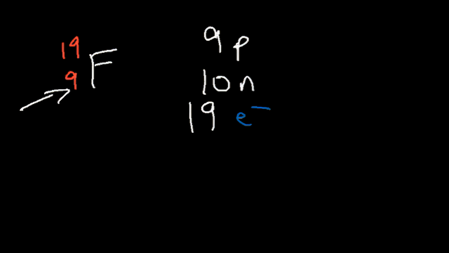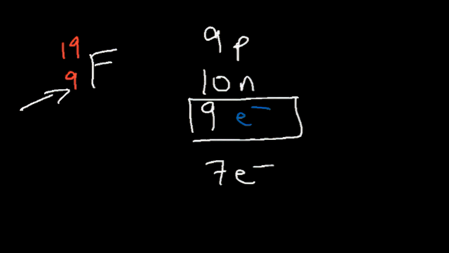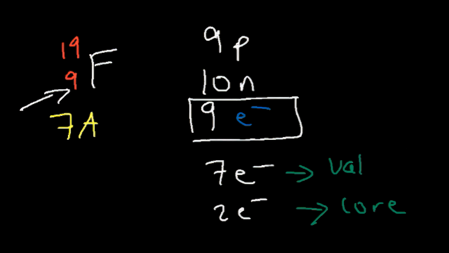Now, out of the 9 electrons, how many electrons are valence electrons? Fluorine has 7 valence electrons. You can find this number based on the group that fluorine is located in. Fluorine is located in group 7A, which is the same as group 17, and so it has 7 valence electrons. So how many core electrons does it have? The total must be 9, so 9 minus 7 is 2. So fluorine has 2 core electrons, but 7 valence electrons, for a total of 9 electrons.